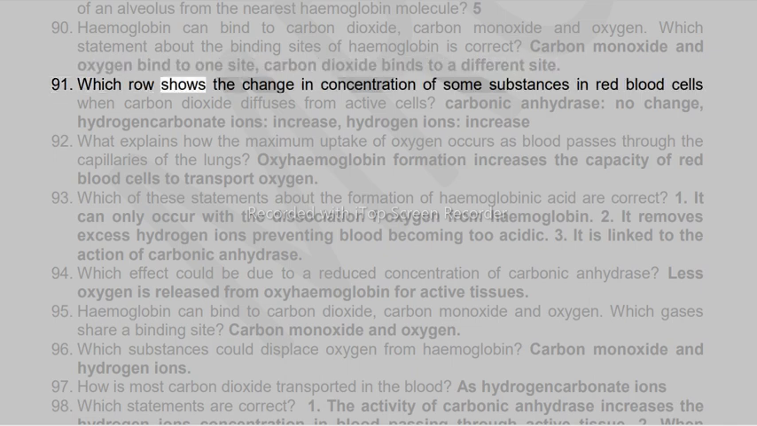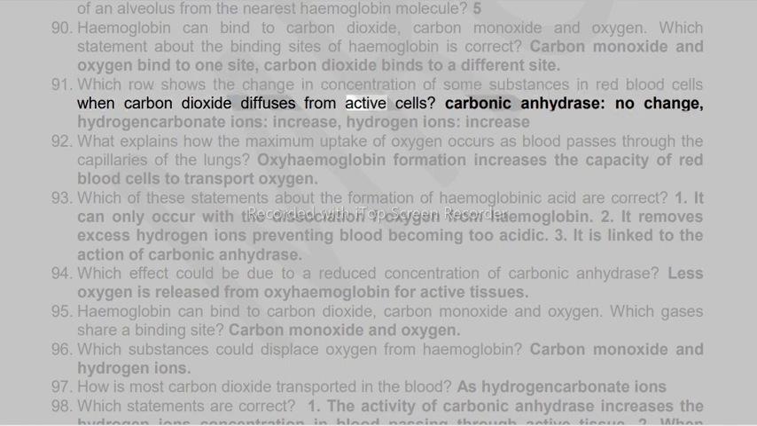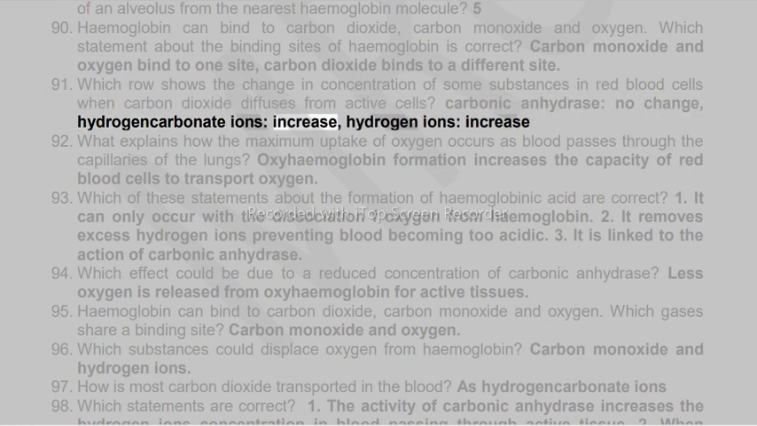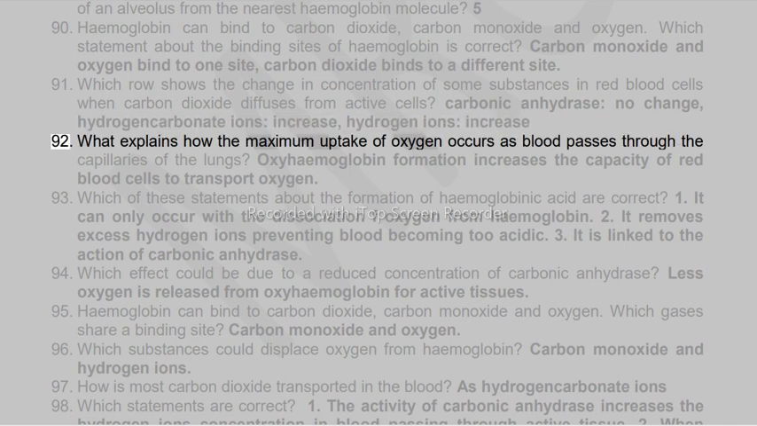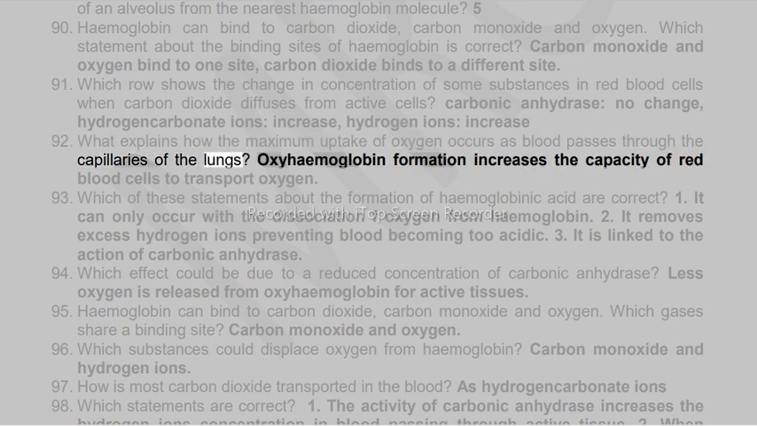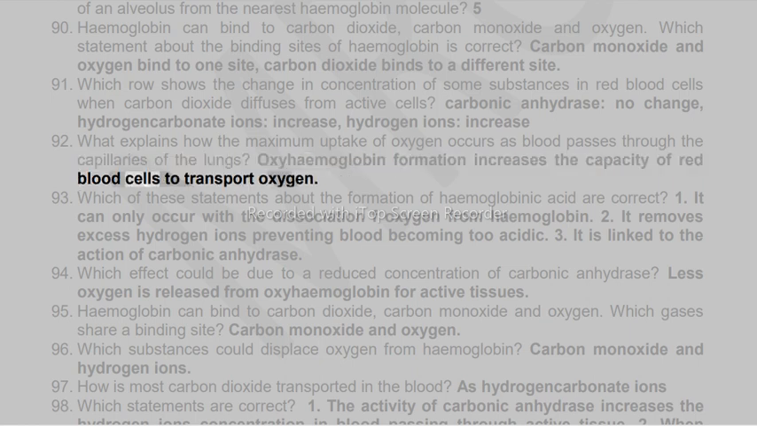91. Which row shows the change in concentration of some substances in red blood cells when carbon dioxide diffuses from active cells? Carbonic anhydrase, no change; hydrogen carbonate ions, increase; hydrogen ions, increase. 92. What explains how the maximum uptake of oxygen occurs as blood passes through the capillaries of the lungs? Oxyhemoglobin formation increases the capacity of red blood cells to transport oxygen.